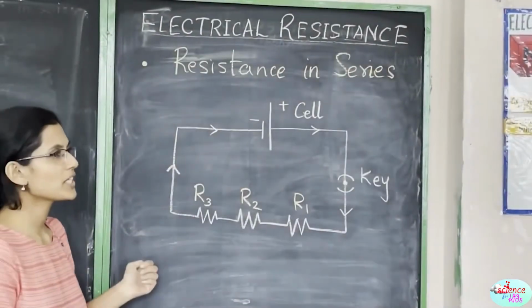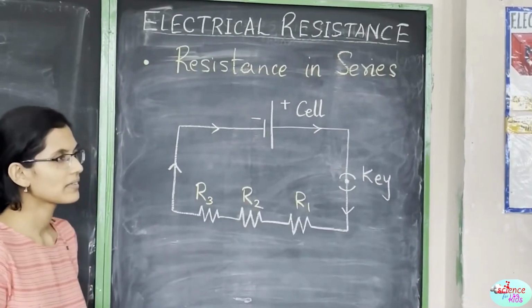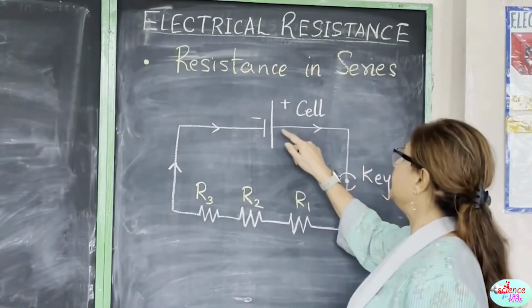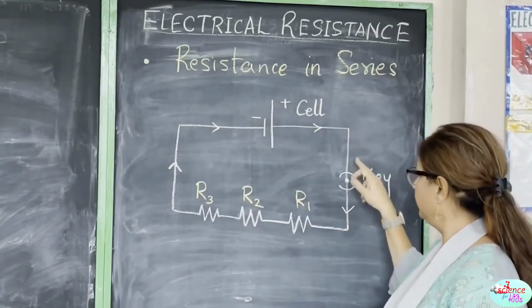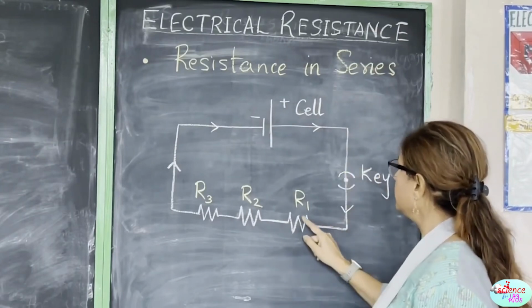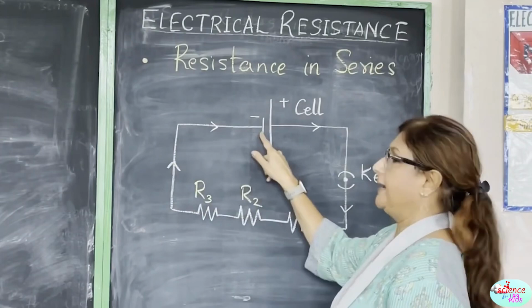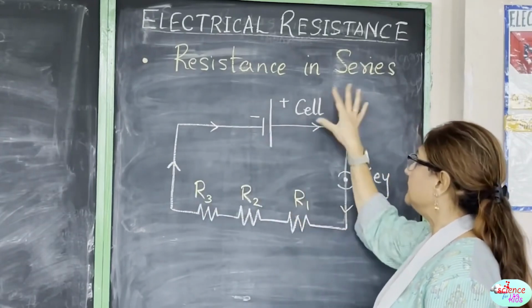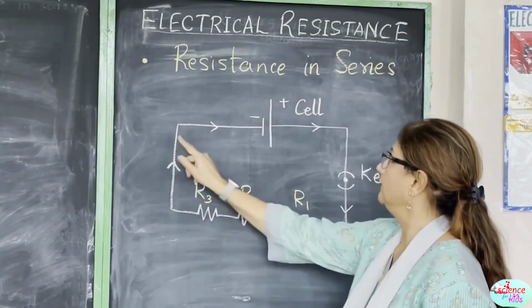I have a question. Why is there no interruption? Because, as you can see, there is only one path for this current to flow. So it starts from here, it flows through here, goes to R1, R2, R3 and then back here. So the current is not dividing anywhere, it's just going in a straight flow.